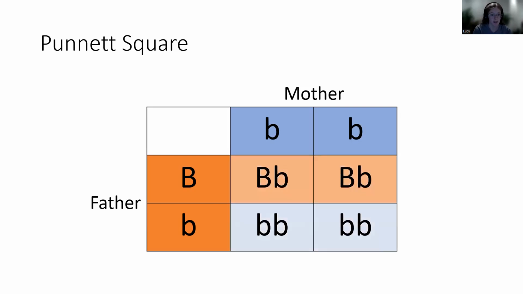The answer is 50%. Knowing that a capital B means that the child will always have brown eyes, only 50% of their children will have blue eyes.